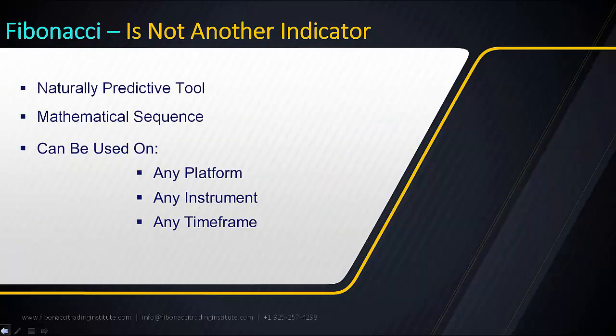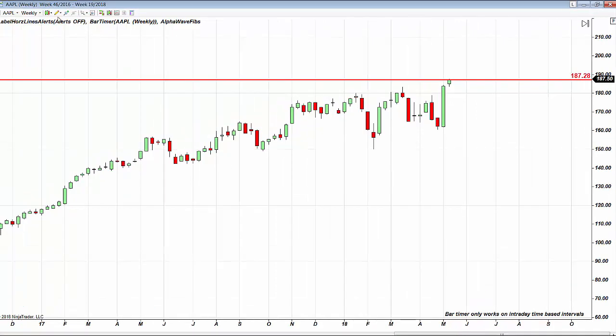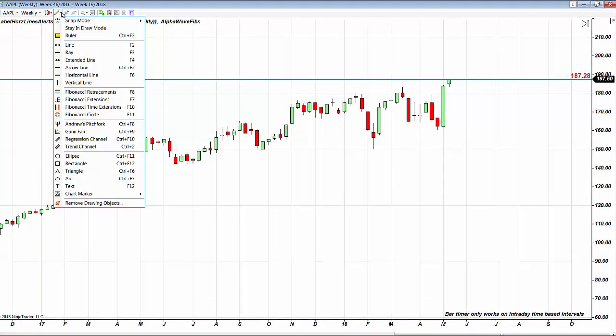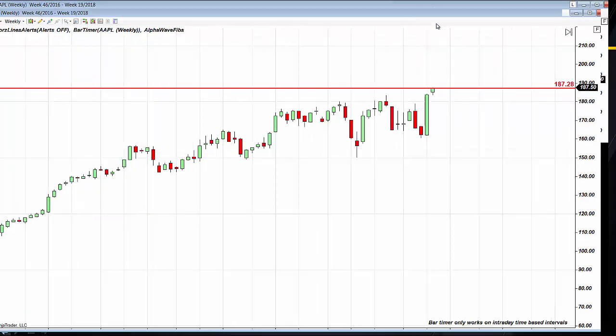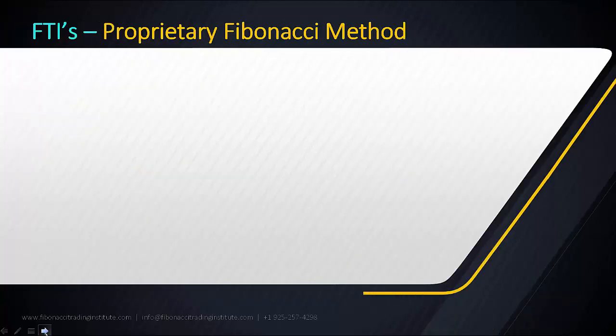So, Fibonacci is not an indicator. Fibonacci is natural predictive tool. If you take a look on the chart, Fibonacci is placed in a drastically different place. Fibonacci is placed under the tool, not under indicators. However, placing Fibonacci randomly on your chart will never work. Knowing how to apply Fibonacci is what I started devoting all my time to in 2008, when I developed first strategy that applies to any instrument, any platform, any time frame you will choose to trade.